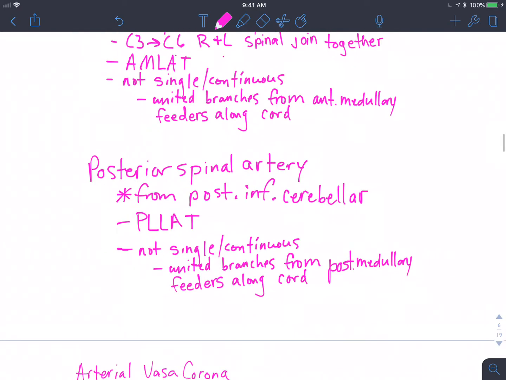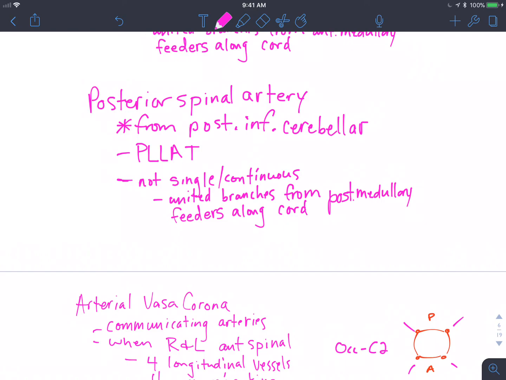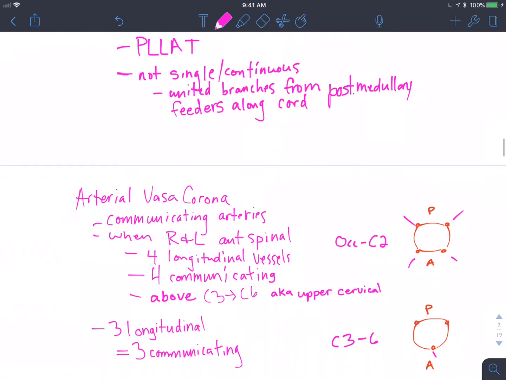Now, the posterior spinal arteries are coming from the posterior inferior cerebellar arteries, okay? Very good test question. It will help you out with NMS once you get there, okay? Again, PICA, kind of old news, but do what you want. Again, not a single or continuous vessel. These are united branches from the posterior medullary feeders, okay? Same idea as before.